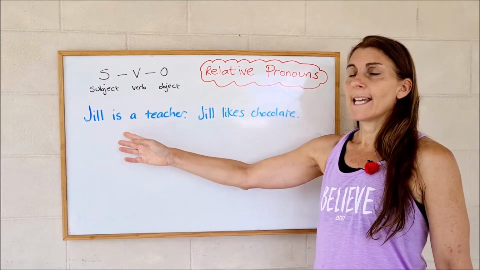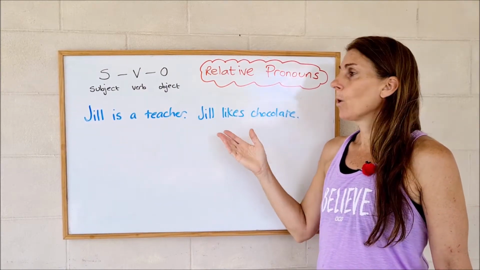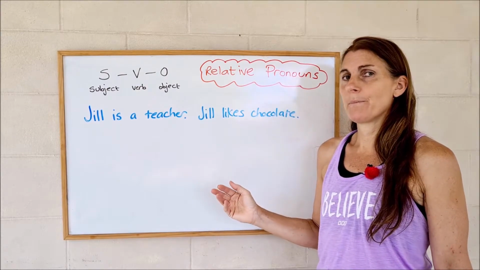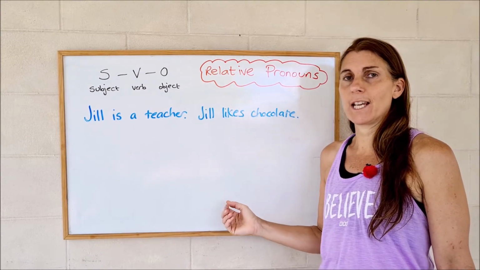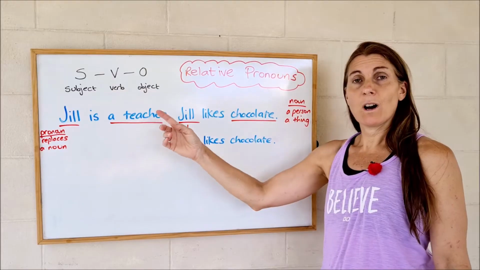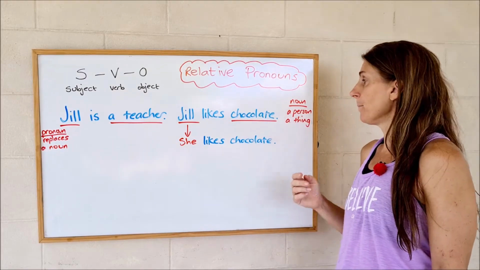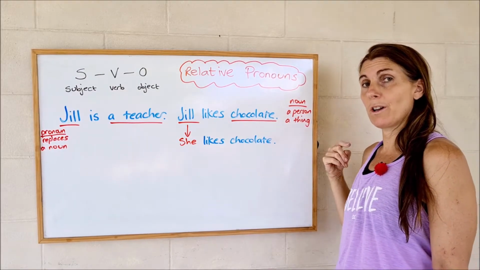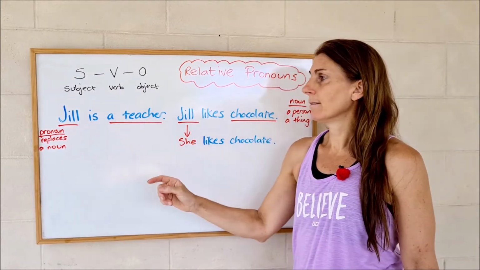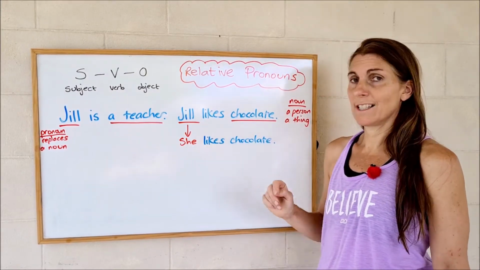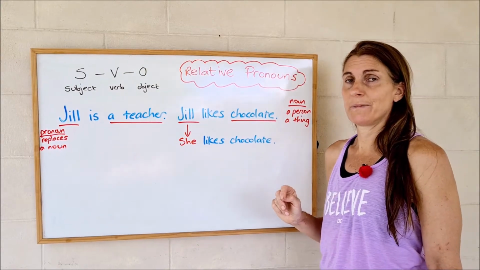Now, in these two sentences, which words are nouns? A noun is a person or a thing. Okay, so our nouns are underlined in red. Remember, a noun is a person or a thing. Jill, a teacher, Jill again, and chocolate.